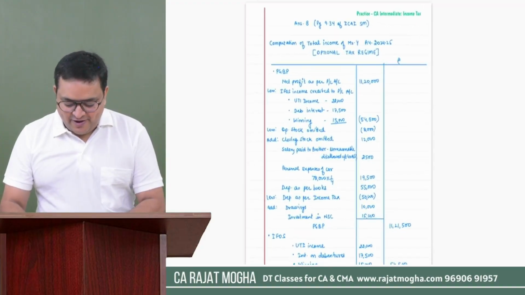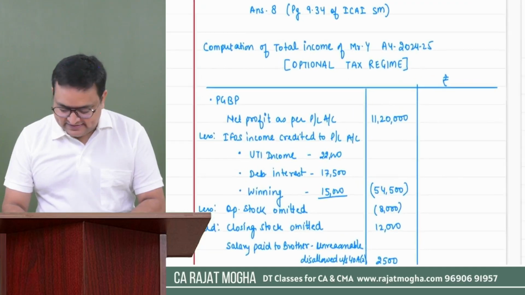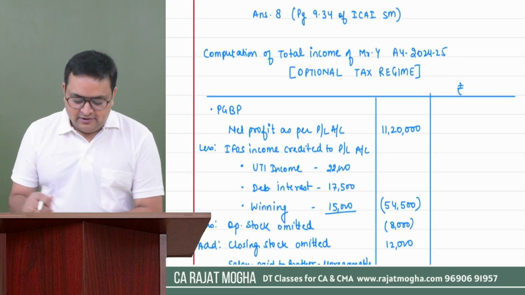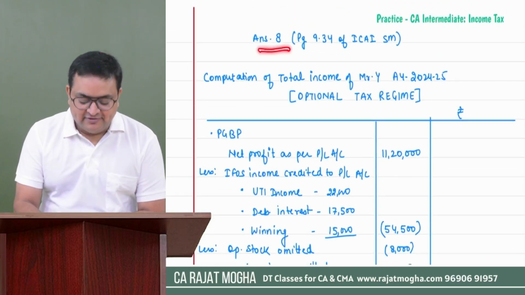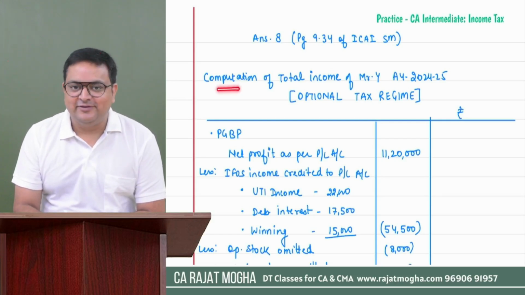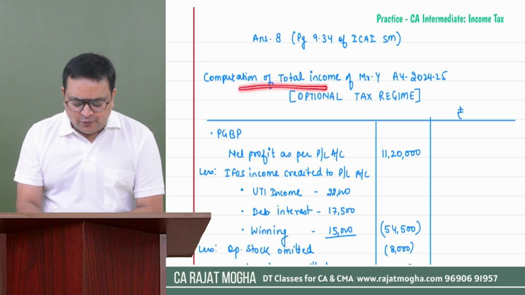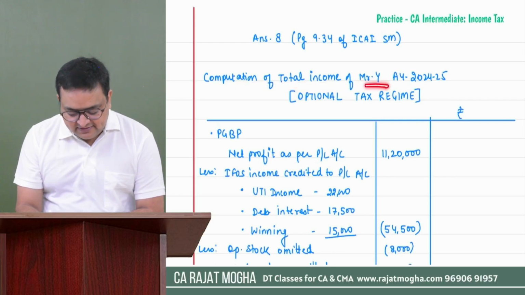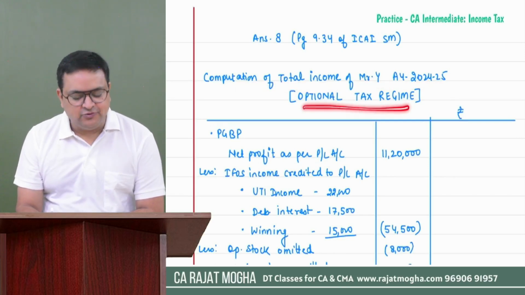So I believe that you have already completed this question. Let's check it. Okay, so this is answer number 8. Always mention the answer number properly and start the new question with a fresh page. Computation of total income of the assessee, assessee's name, assessment year, and the scheme which you are following, optional tax regime.